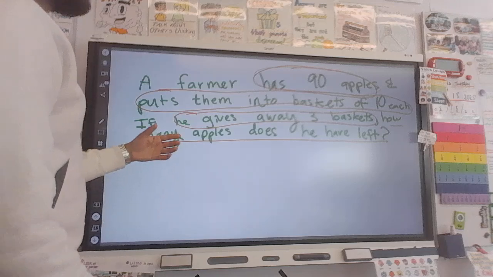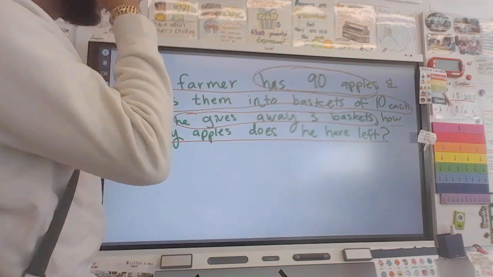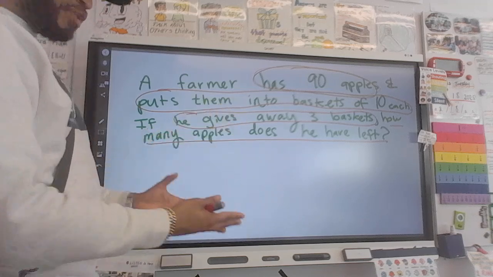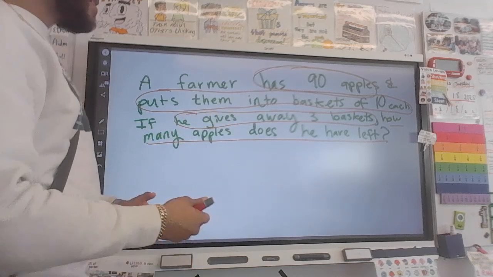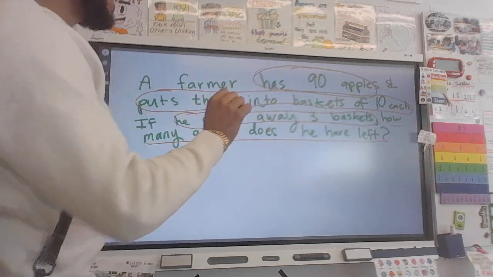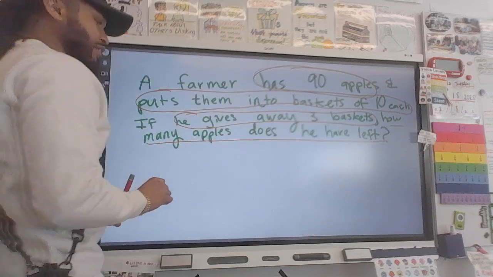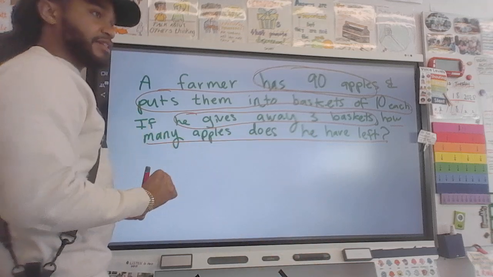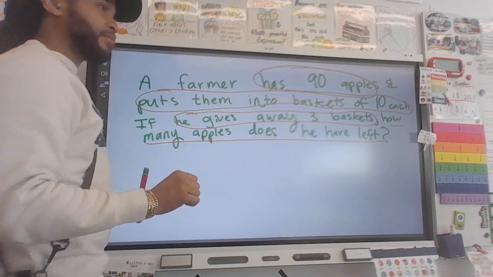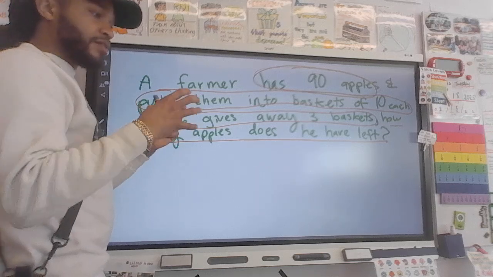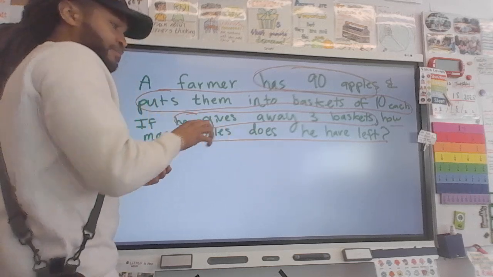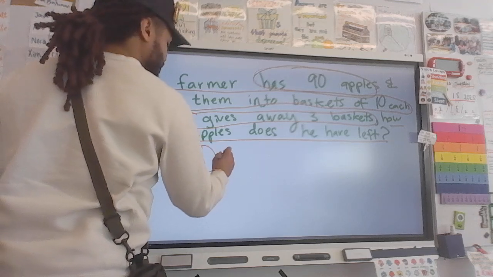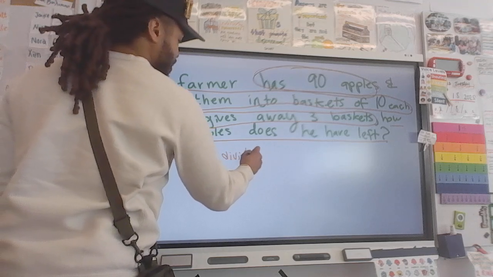All right, so step A: has 90 apples. What does he do with that 90 apples? So first he has 90 apples. Then he puts them into baskets of 10 each. So I know that this basket has 10, this basket has 10, this basket has 10. Boom, boom, boom. I am taking a total amount and I am putting the same amount in each. That's division. So step A, I know I have to divide.